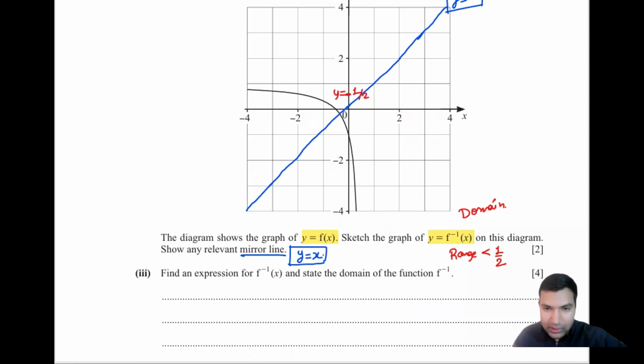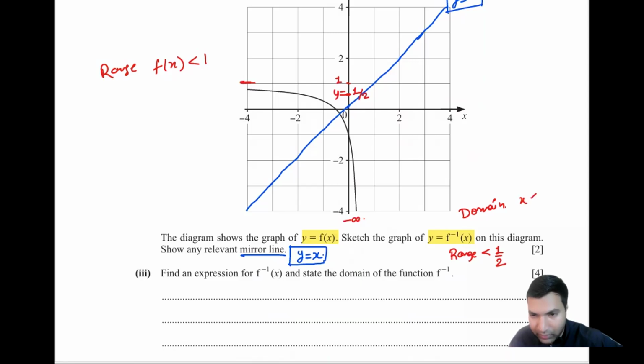Just by looking at this, what is the range I can see of f of x from the graph? I can see it is less than 1. So the range of f of x from the graph, what I can interpret is this is the 1 value over here. And the graph of f of x is entirely below 1 and it is going down to negative infinity, isn't it? So the range of f of x is less than 1. So what will be the domain of f inverse of x? Domain will be less than 1. Are you getting it?